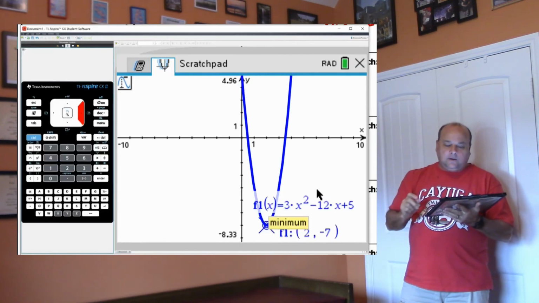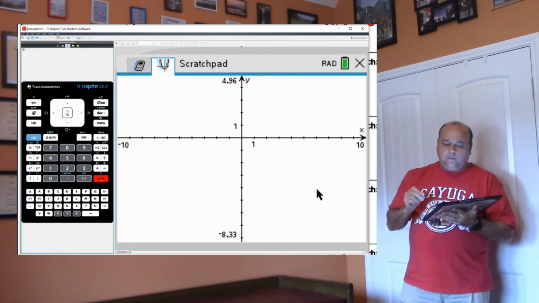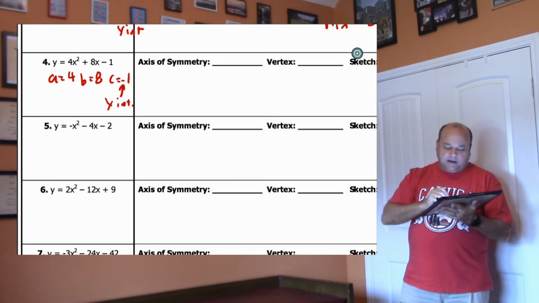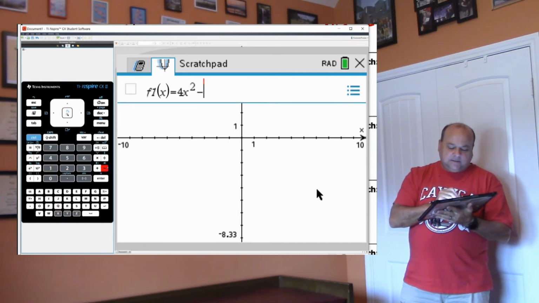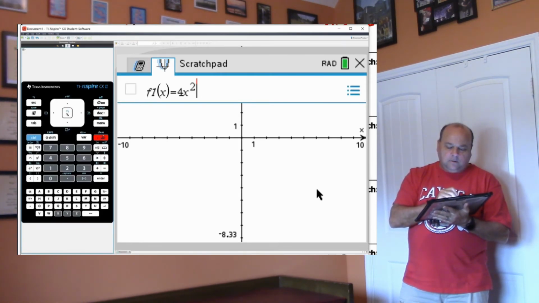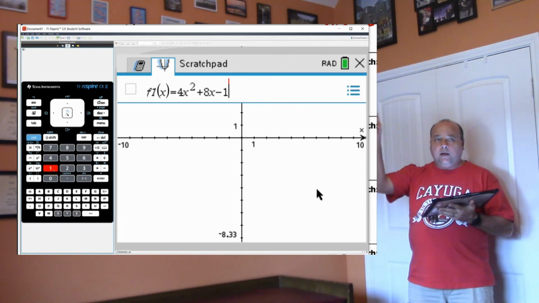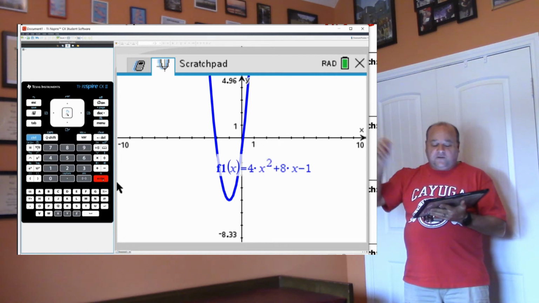So let's go to the calculator, hit delete, delete, delete. Okay, hit enter. Then hit the tab button, and then we're going to graph 4x squared plus 8x minus 1. So 4x squared plus 8x minus 1, I'm going to hit enter. And notice when I hit graph trace, I should start off at -1.